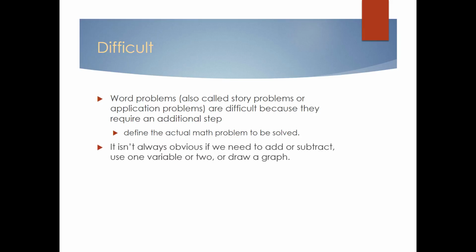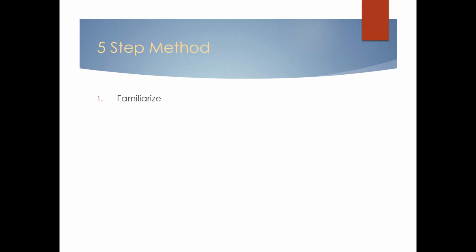And those ambiguities mean it's not always easy to determine if we're going to add or subtract, multiply or divide, if we need one variable or two in algebra, if we might need to draw a graph or create a table. Those are the things that we need to figure out.